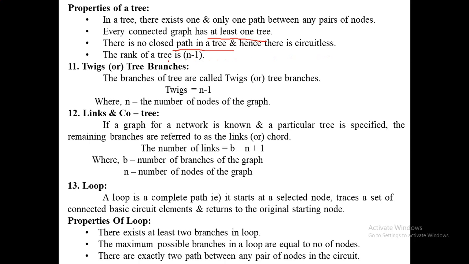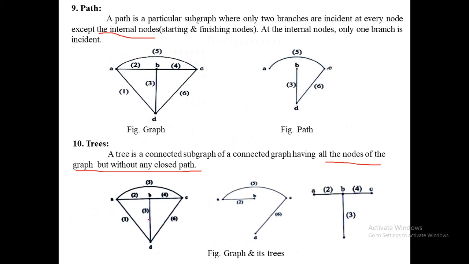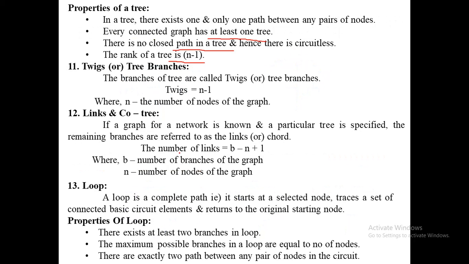The rank of the tree is calculated by n minus 1, where n is the number of nodes. For this graph, the rank of the tree is n minus 1, that is 4 minus 1 equal to 3. The rank of this graph is 3 because the nodes are 1, 2, 3, 4. The rank of the tree is n minus 1, 4 minus 1 equal to 3.